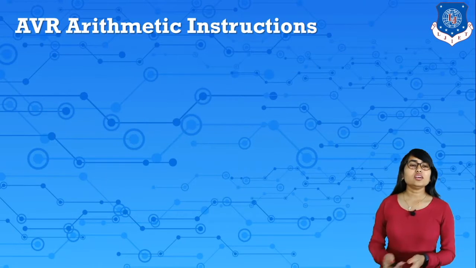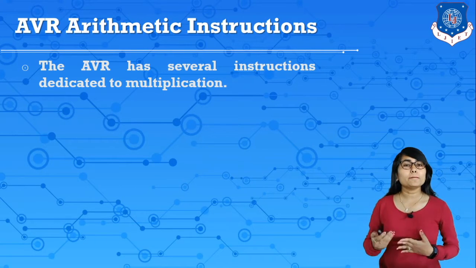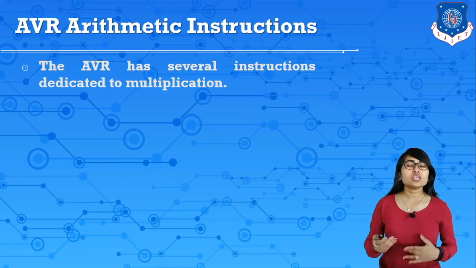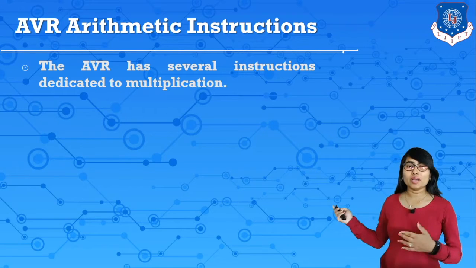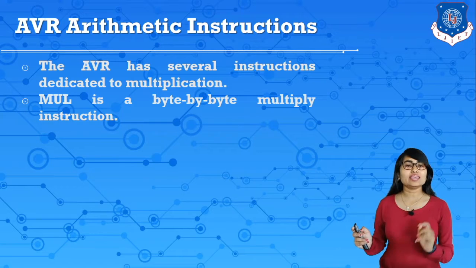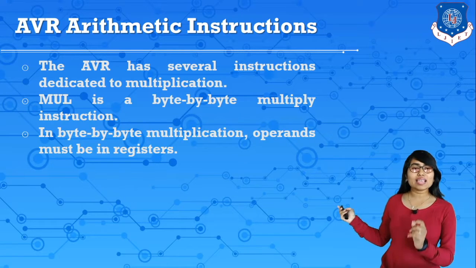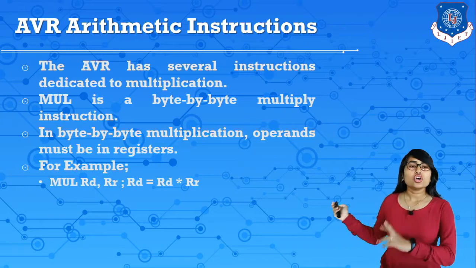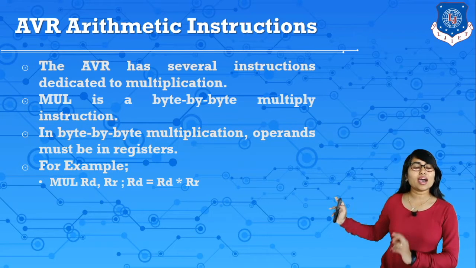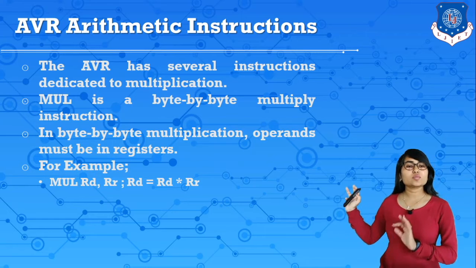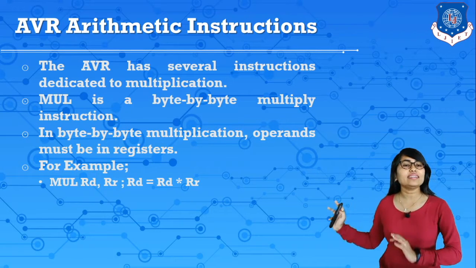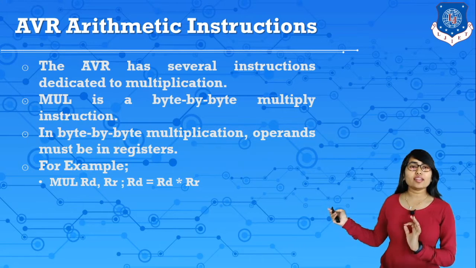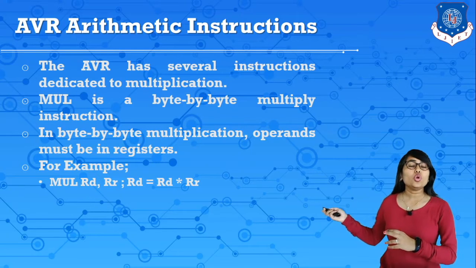Now there is another arithmetic instruction, for multiplication. The AVR has several instructions dedicated to multiplication. MUL is a byte by byte multiplication instruction. Using this MUL instruction, byte by byte multiplication is done in registers. So MUL Rd, Rr: the contents of Rd and Rr are multiplied and the result is stored in registers. So this AVR arithmetic instruction, MUL, is used for multiplication.